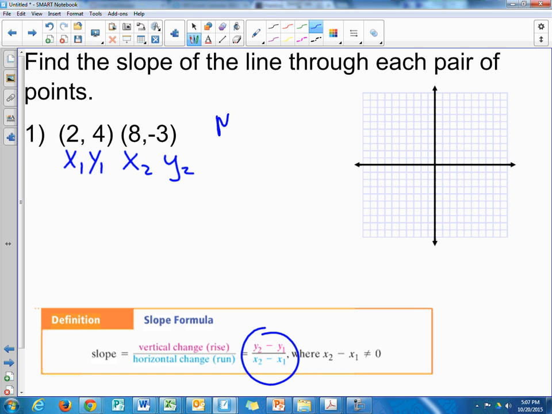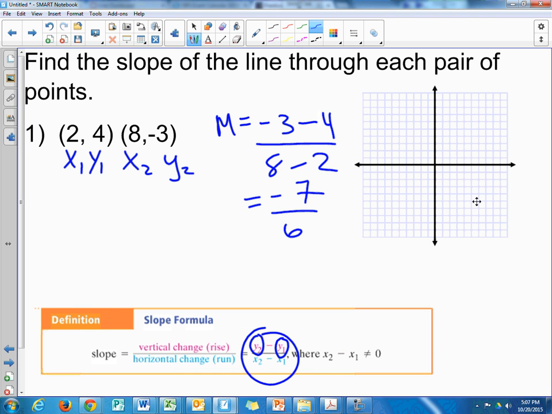So slope, which is m, exact same thing. It's going to be y2 right here, so y2 is negative 3 now. Don't forget to subtract. And then you write down y1, which is 4. Divide the whole thing by x2, 8, subtract x1, which is 2. There we are, negative 7 over 6. That's our slope. Finished. That's all we have to do.